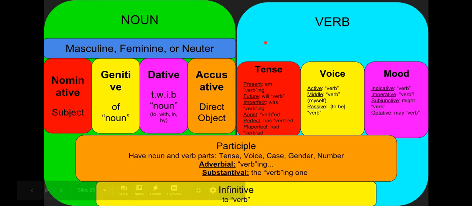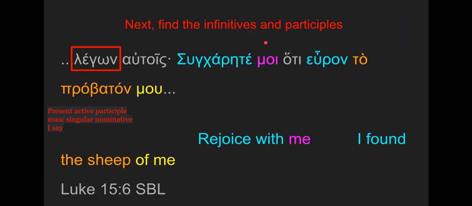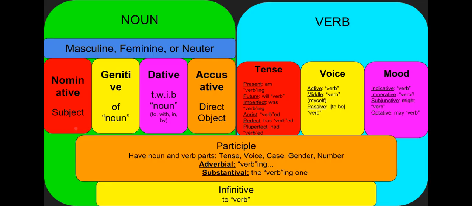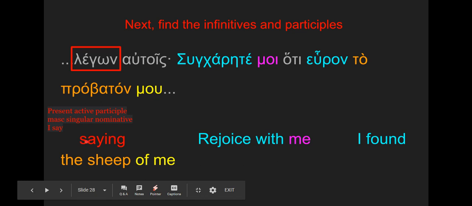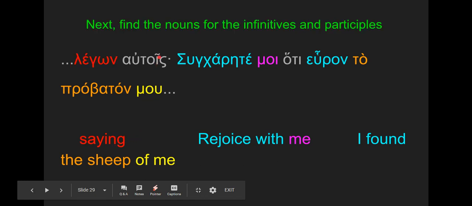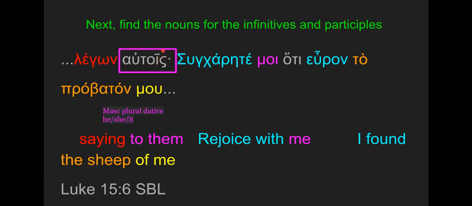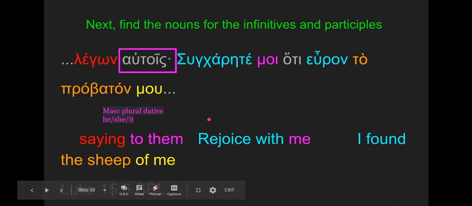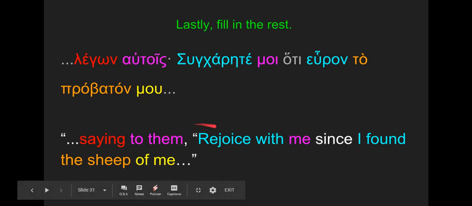Infinitive is you just put to before the verb. So coming back to our sentence, we don't have any infinitives, but we do have legon, which is from I say, so we add ing. Saying. Okay, last thing, we find the nouns that are attached to the participles or infinitives. Here we have a dative, so twib, to, he, she, or it. It's plural, so we put them. So saying to them, and after that, fill in the gaps. Saying to them, rejoice with me since I found the sheep of me.